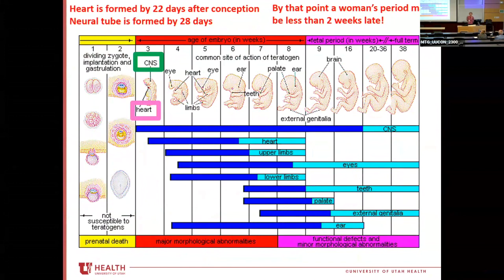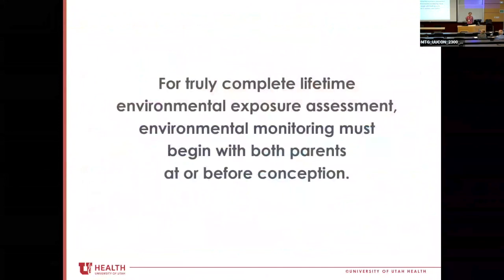So that's why we tell people to take prenatal vitamins, right, before they're pregnant. Because by the time you go to that first trimester visit and they say you're taking prenatal vitamins, right, all that folic acid is not doing anything for the neural tube. Too late, guys. So what we say is that if we really want to do lifetime environmental exposure assessment, it needs to start with both parents at or before conception.